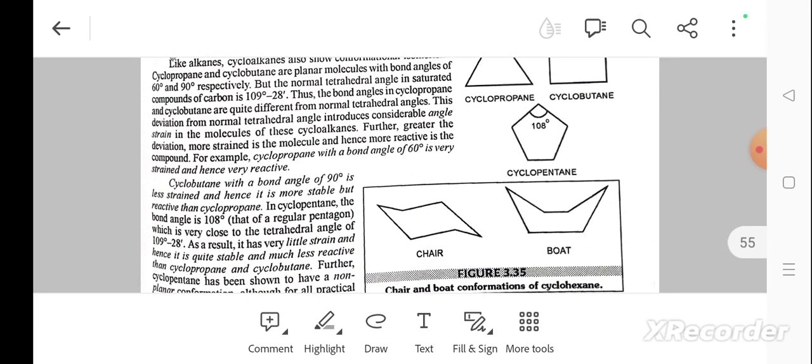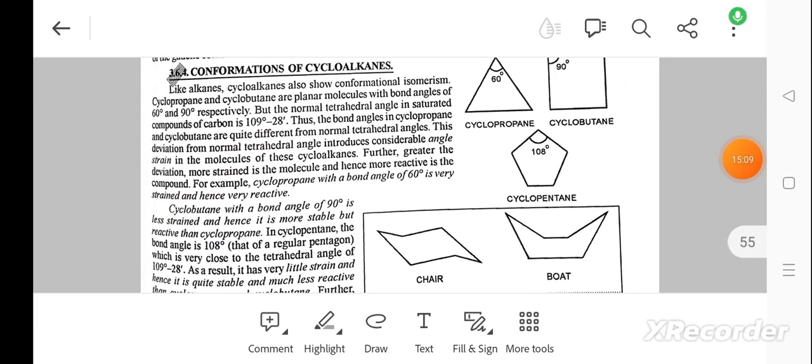Conformation of cycloalkanes. Like alkanes, cycloalkanes show conformational isomerism. Cyclopropane and cyclobutane are planar molecules with bond angles of 60 and 90 degrees respectively, but the normal tetrahedral angle of saturated compounds of carbon is 109 degrees. Thus, the bond angles of cyclopropane and cyclobutane are quite different from the normal tetrahedral angle.